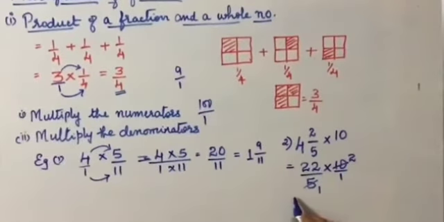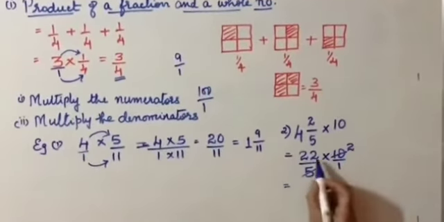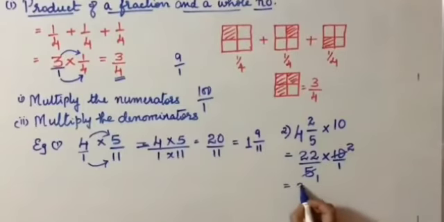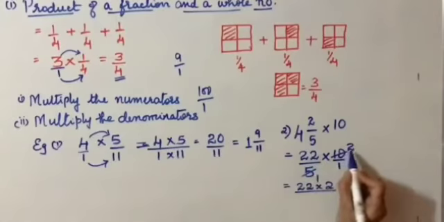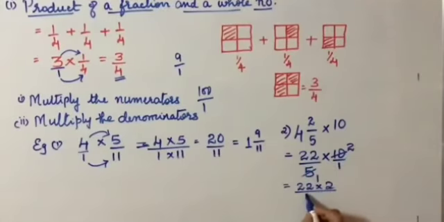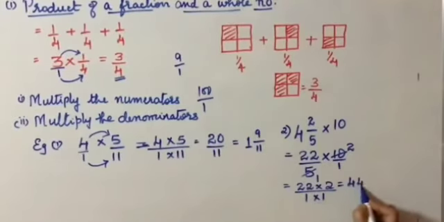Now what do we have? In the numerator we have 22 into 2. Do you agree? 22 into 2. In the denominator we have 1 into 1. That is 44 is your answer, because 1 into 1 is 1. Anything divided by 1 is the number itself. Clear? Please make a note.